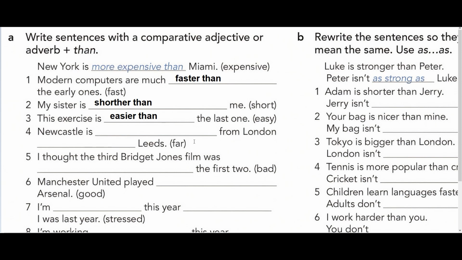Next, far. Far, it's irregular. So it will be something like that. Newcastle is farther than... sorry. Newcastle is farther from London than Leeds. Number 5. I thought... bad. It's also irregular. I thought the third Bridget Jones film was worse than the first two.